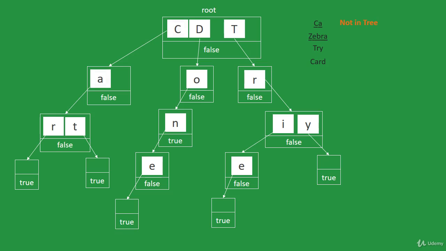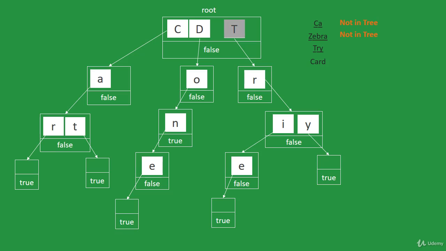Let's try to find zebra. So we look at root's table and look for Z. Since Z is not in there, there is no way that zebra is in this tree. Actually, because Z is not in root, we can say that any word starting with Z is not in this tree.